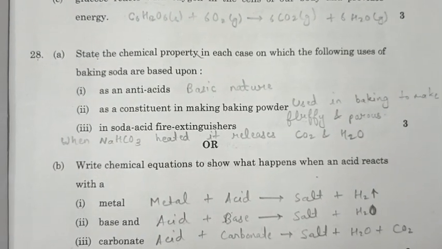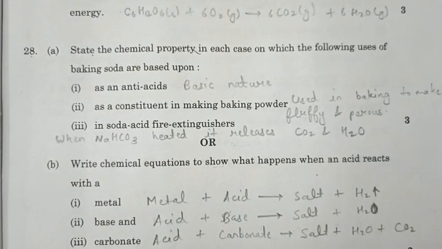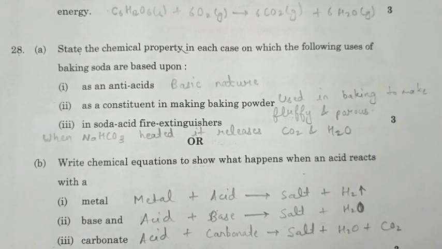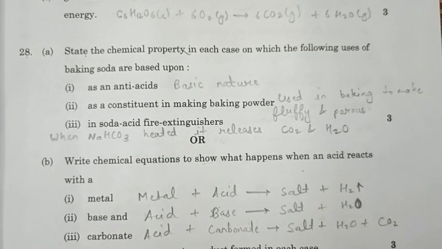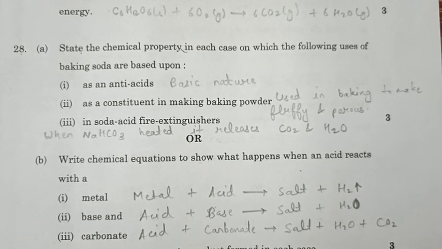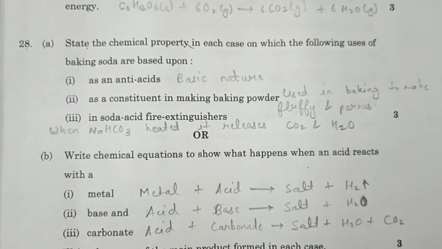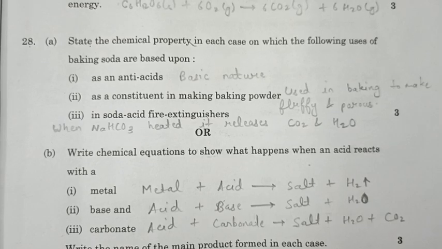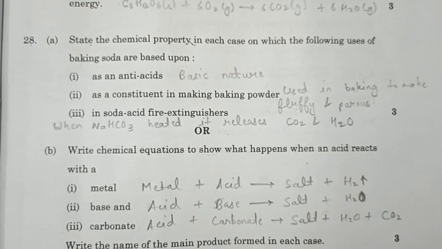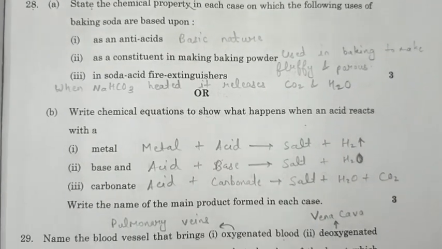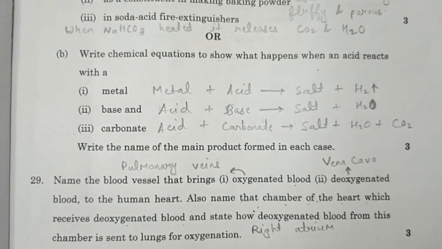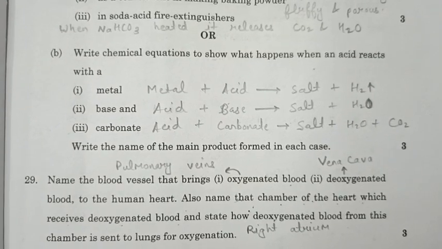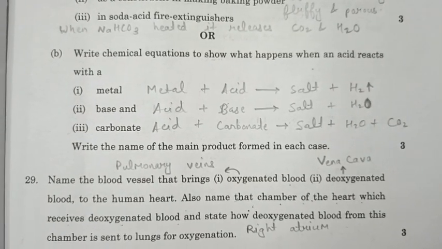Question number 28. As an antacid because of the basic nature of baking soda, and as a constituent in baking powder because after reaction it gives us CO2 and is used in baking to make things fluffy and porous, like cake. And in soda-acid fire extinguishers, because baking soda is known as sodium bicarbonate, so when NaHCO3 is heated, it releases CO2 and H2O that is used to extinguish the fire. Now, when an acid reacts with metal, it gives salt plus H2; acid with base, salt plus H2O; and acid with carbonate, salt plus H2O and CO2.